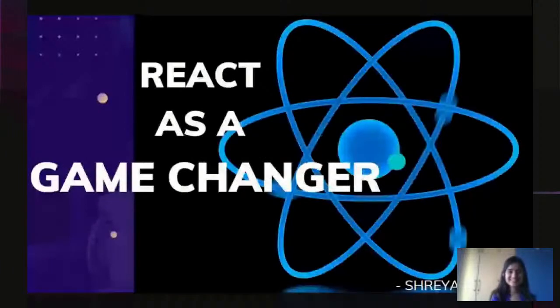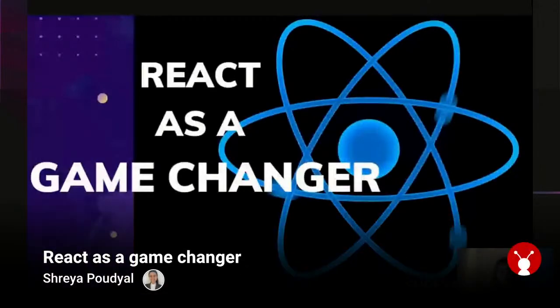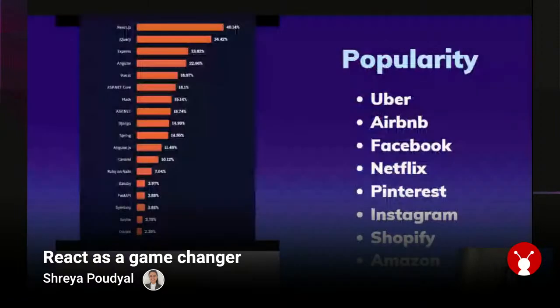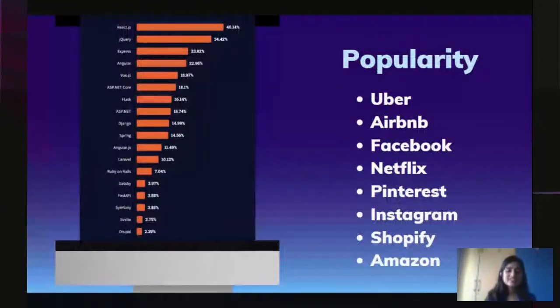So let's start. Sadanand, Darshan, and Rajat have also talked about some games that React is playing here. Now I'm going to talk about how React itself has come first as a game changer. Let's start with the popularity of React. About 40% of developers prefer React over other front end libraries and frameworks. Here we can see all the other frameworks and libraries that could be used, but React.js is used by about 40% of the people. Uber, Airbnb, Facebook, Netflix, Pinterest, Instagram, Shopify, Amazon. I'm sure all of you have heard about these. These all prefer React, and there are many more.